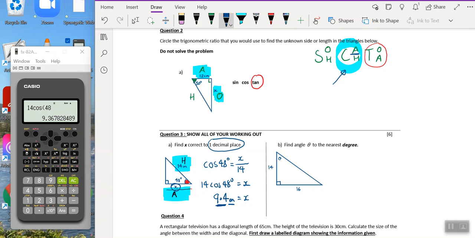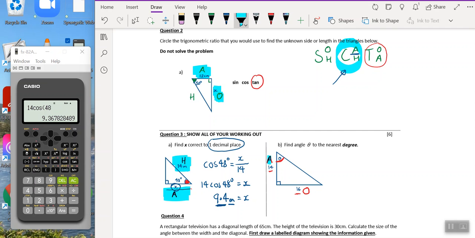For part B, we're being asked to find an angle this time, but we still start with the same idea of labelling our sides. So this is the angle we'd like to find. This side next to it is the adjacent. This side over here is the opposite. It's true that this side here is the hypotenuse, but we don't need that in this question because these are the two sides that we've been given the lengths of.